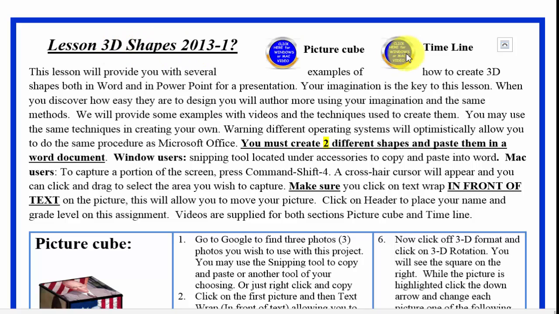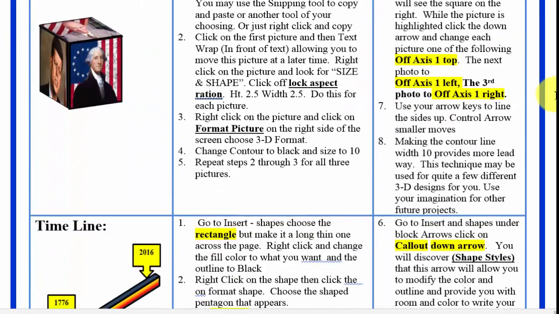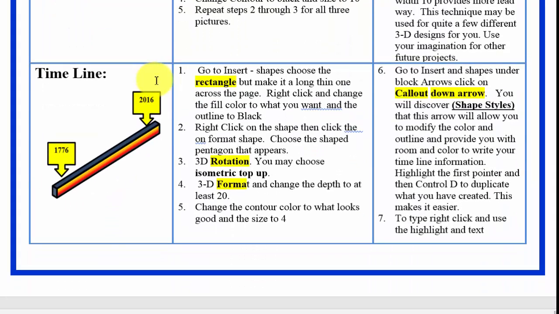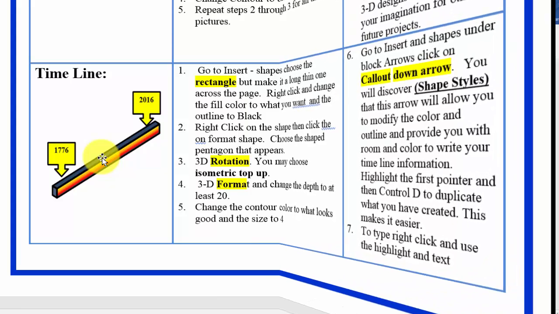Just like in the previous video, we're going to go over 3D shapes, but this time we are going to look at a timeline. Now, if you look carefully, you'll notice that here's the 3D shape up there for the cube, and here are the directions and the timeline that we are going to create. Now, let's look at the video and see how this is done.